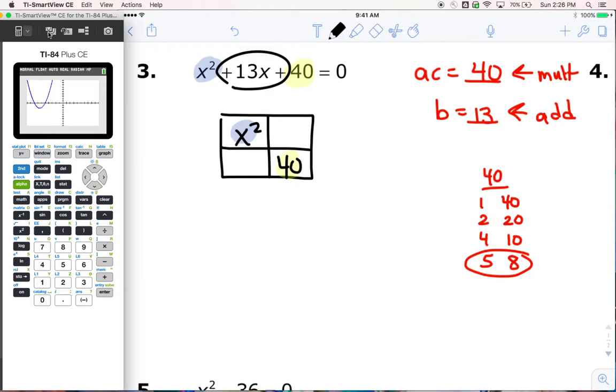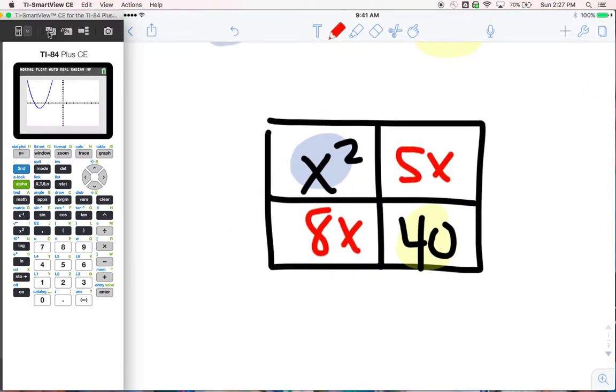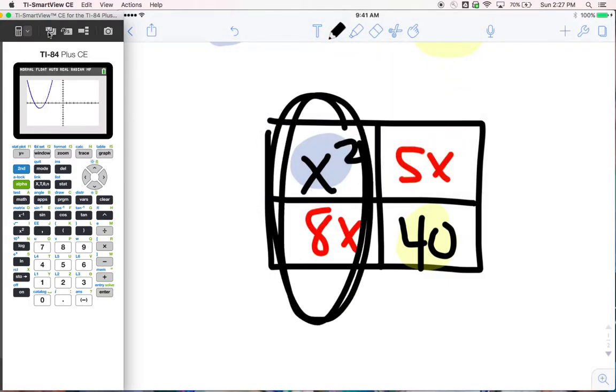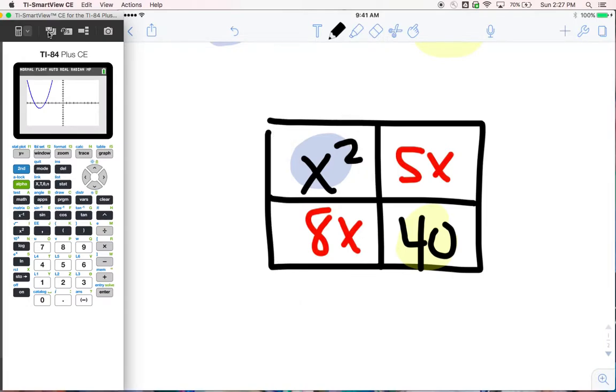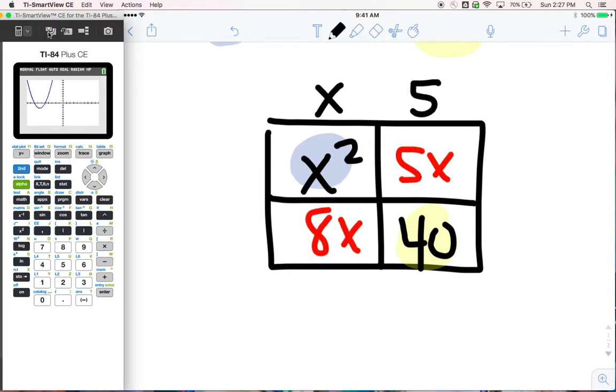And now what goes in these boxes? Because I only have one term, I can't put 13 in both places. This is where you use the 5x and the 8x. Once you have your numbers in the box, you're looking at your greatest common factors, doing it in columns and in rows. What is the greatest common factor of x squared and 8x? All they have in common is just x, or 1x. What is the greatest common factor for 5x and 40? They don't both have x, but they are both divisible by 5, so we get to put a 5 right here.